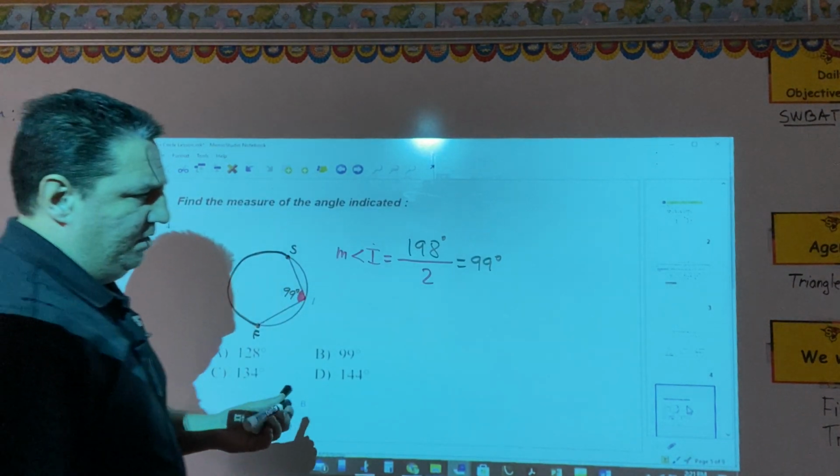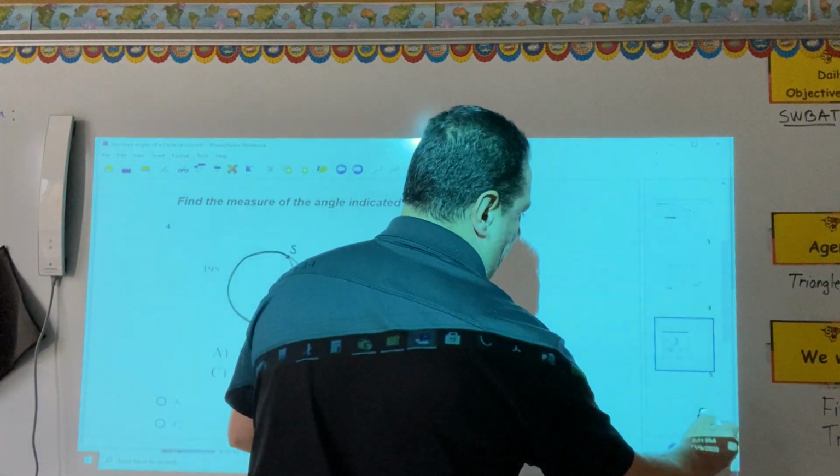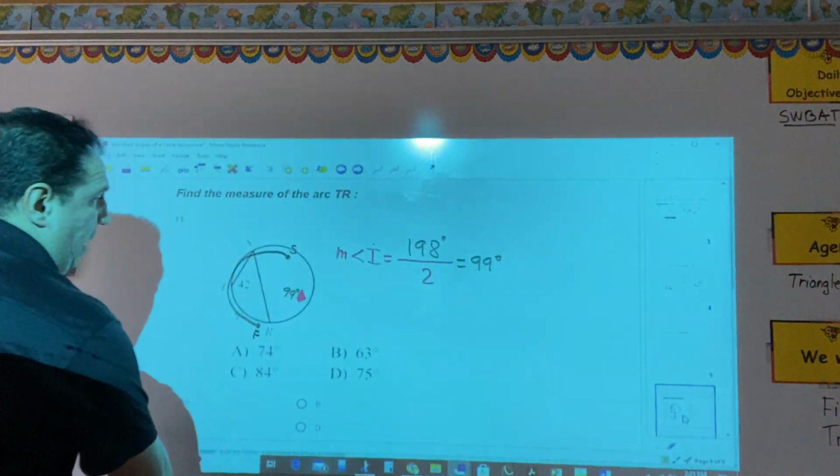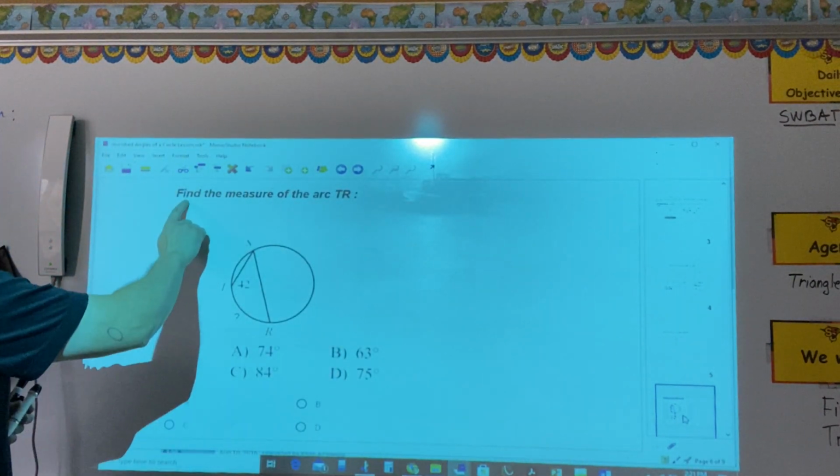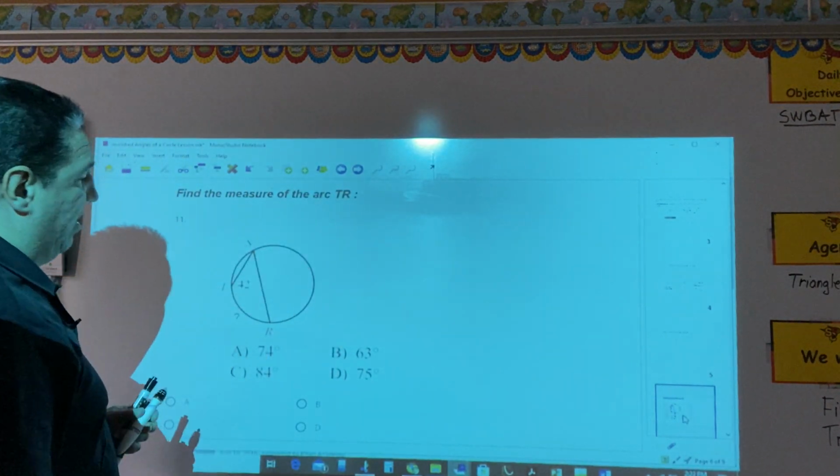Good. Another example. In this example, it says find the measure of the arc TR.